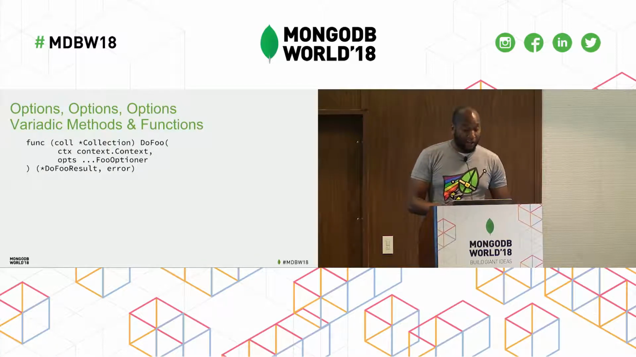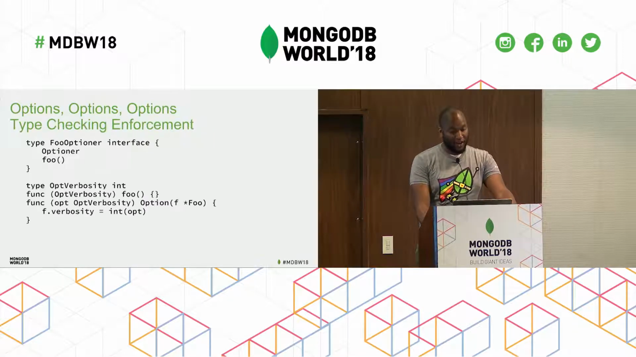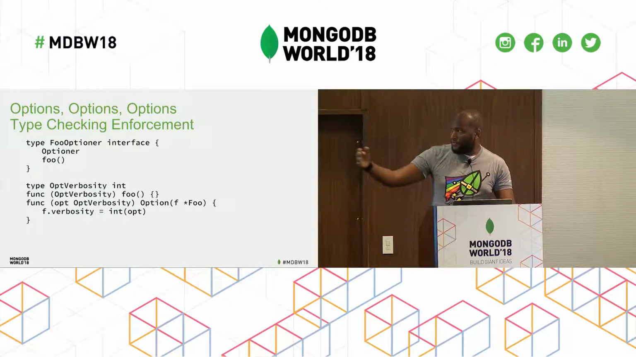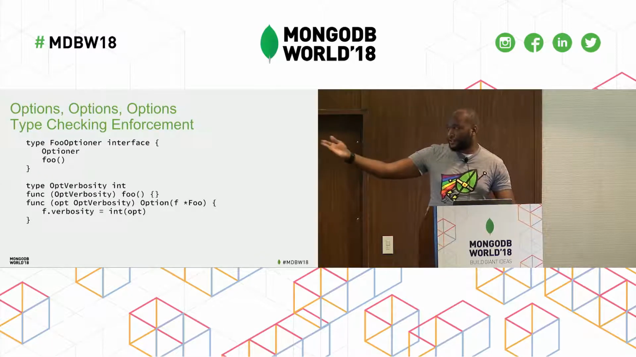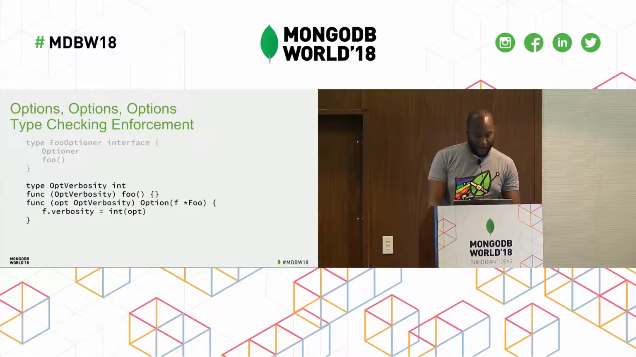The next thing we have is variadic methods and functions. This allows you to, if you don't actually need to pass in any options or parameters or configure anything, just pass nothing in at all. And the final thing is that we have type checking enforcement. So this is kind of like the whole composition of what our options look like in the driver. You have a type, in this case it's an int, and then you have this option method that gets called, and you get passed a foo, and you set verbosity, just like in our other example we had.